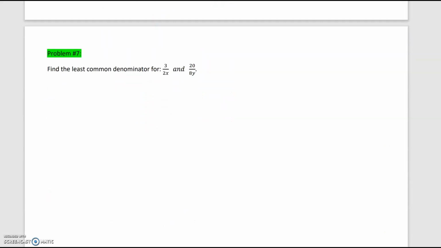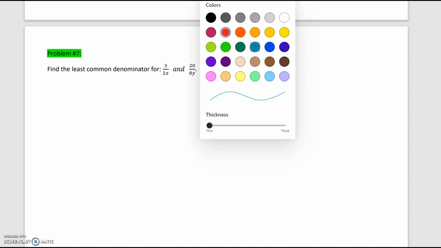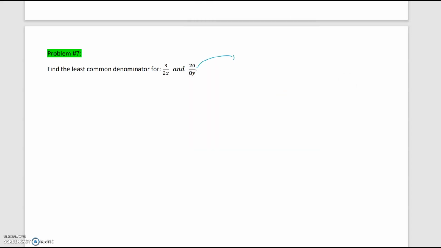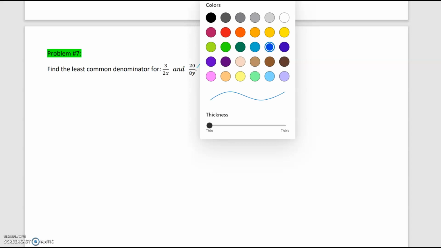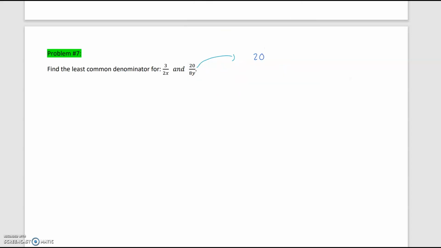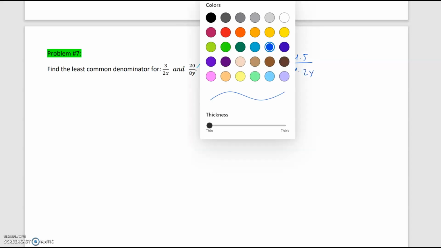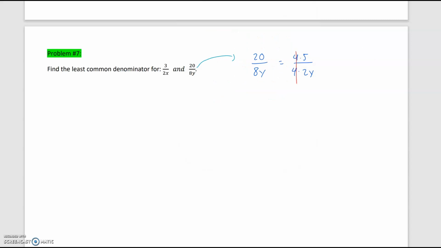7. And in problem 7, one of the fractions needs to be simplified. So in this case, let me rewrite the 20 over the 8y, and we can express this as 4 times 5, and then 4 times 2y, and we can cancel the 4's. So the original fraction is going to be now 5 over 2y.